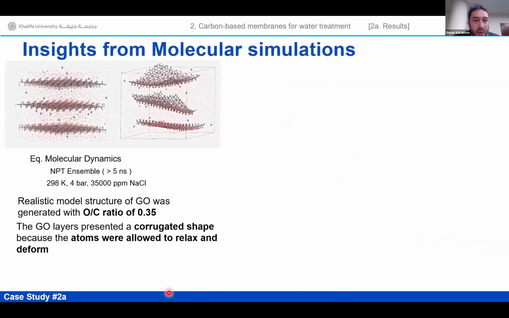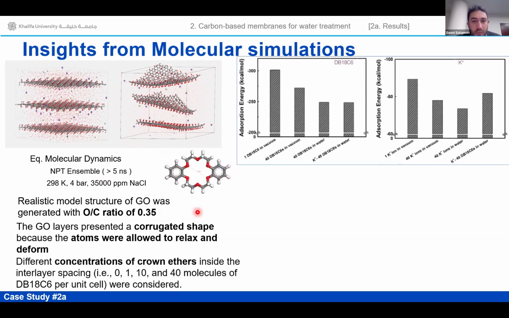With regards to the molecular simulations, initially we just evaluated what was the swelling effect on having graphene oxide only in a cubic box with water and some ions. And as you can see from the plots, it's clear that you have this swelling effect when you use molecular dynamics in the NPT ensemble. Some specific conditions are shown here.